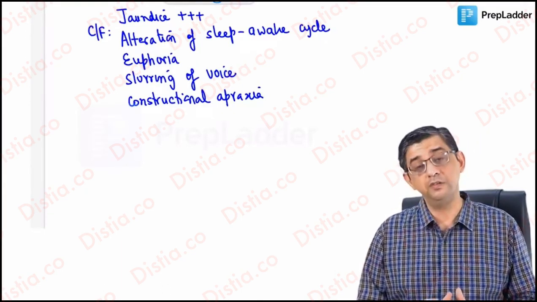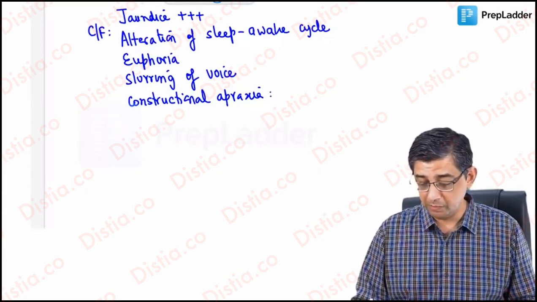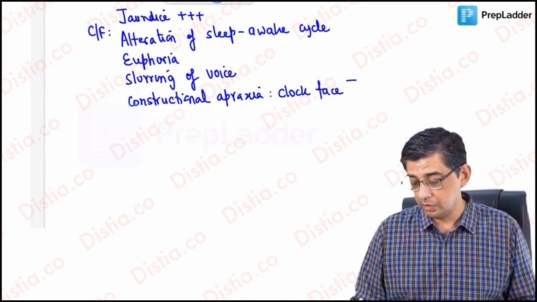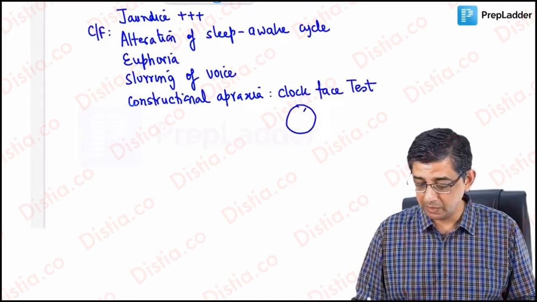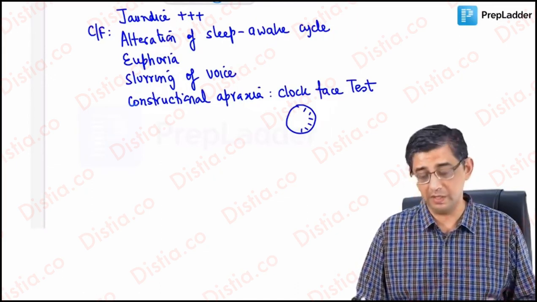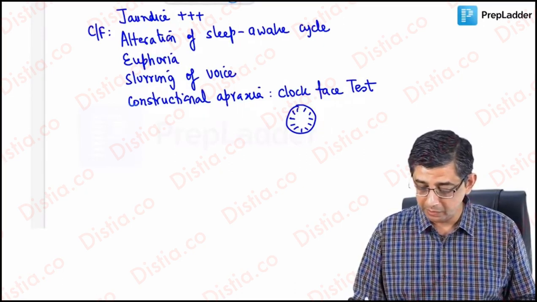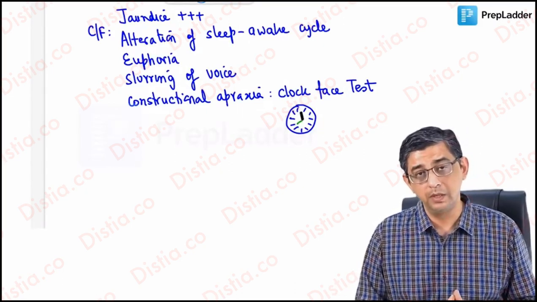For diagnosis of constructional apraxia, one method that I can perform is what is called the clock face test. In the clock face test, all I need to do is draw a clock like this. I can put markings like 1, 2, 3, 4, 5, 6, right? And I can just put the big needle and the small needle, right? Maybe in different colors also. And I can ask the patient to draw the time.